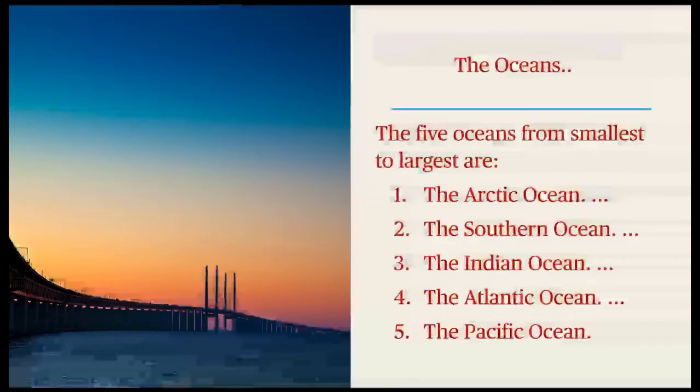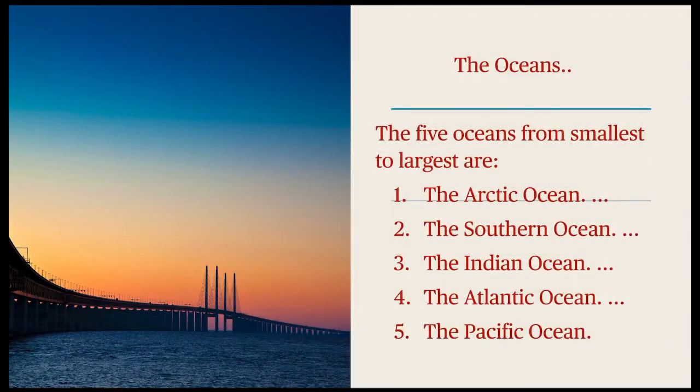As I was saying, most of the waters are found in the oceans. It is one of the major sources of water. Do you know how many oceans are there? There are 5 oceans, and here is the list: the Arctic Ocean, the Southern Ocean, the Indian Ocean, the Atlantic Ocean, and the Pacific Ocean. Now this list is from smallest to largest. That means the largest ocean is the Pacific Ocean and the smallest ocean is the Arctic Ocean.